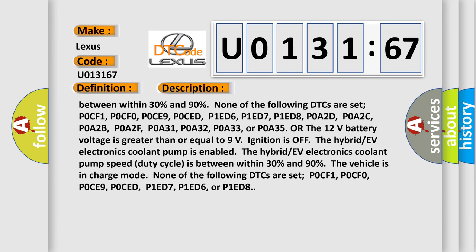This diagnostic error occurs most often in these cases. The coolant temperature does not fall within 30 degrees C, 86 degrees F of the drive motor A inverter temperature or drive motor B inverter temperature, the higher of the two readings, or the coolant temperature does not fall within 20 degrees C, 68 degrees F, and the battery charger temperature is 10 degrees C, 50 degrees F. The coolant temperature does not fall within 10 degrees C, 50 degrees F of the battery charger temperature.